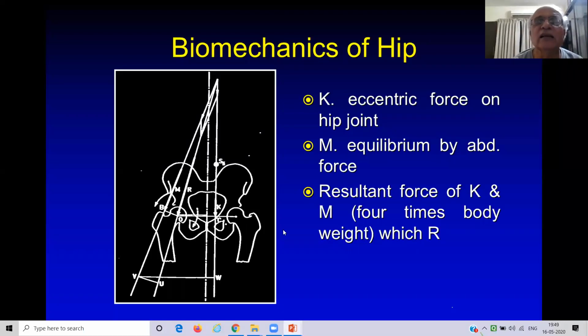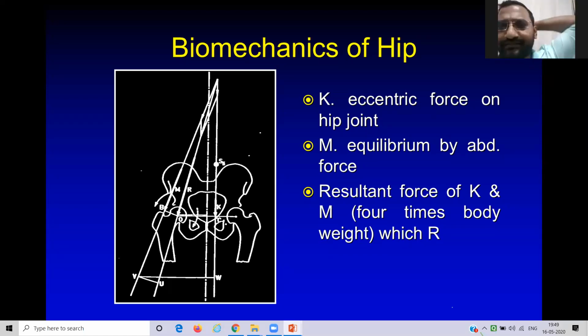So again, K is the eccentric force on the hip joint. M is the equilibrium created by the abductor lever arm, and R is the real resultant force on the hip joint. Normally, it can be 3 to 4 times the body weight because the abductor arm is very short and the body lever arm is very long. So the abductor has to work 3 to 4 times more than the body to maintain the equilibrium, which will come again with some descriptive figures. So do you get my point now? Yes, sir. Okay.